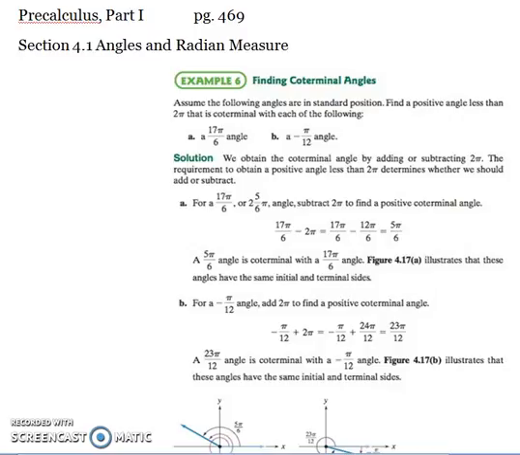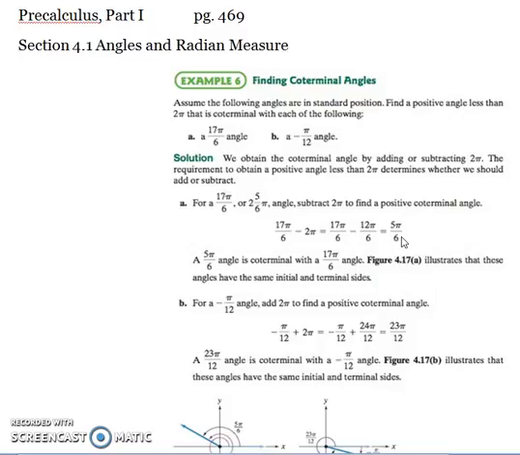So for part A, it says a 17 pi over 6 angle. So if you take out 2 pi, in terms of 6 is 12 pi over 6. So if we take out 2 pi, that leaves 5 pi over 6. So that would be the positive angle, okay? Positive angle less than 2 pi, so that gives us 5 pi over 6.